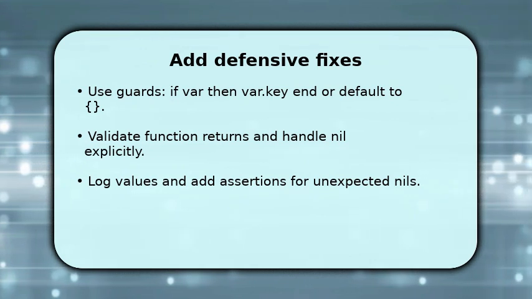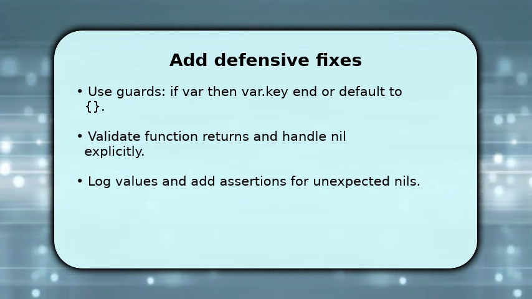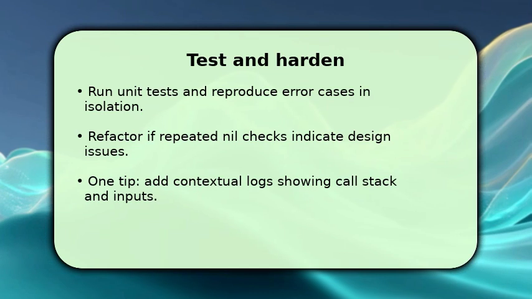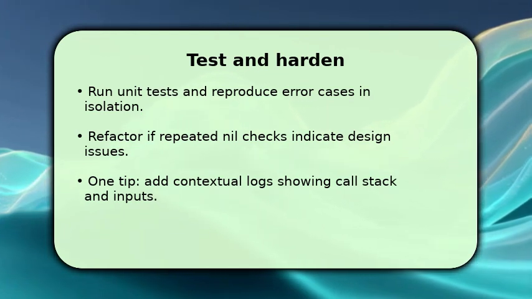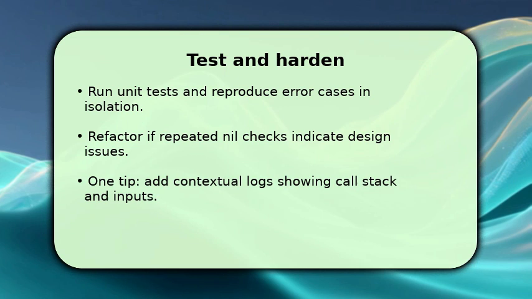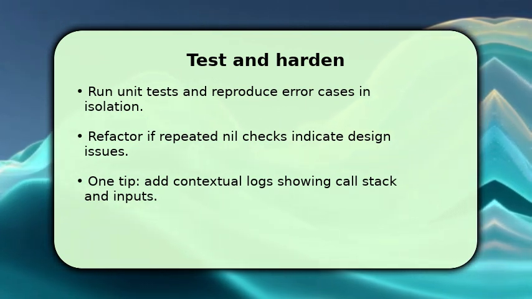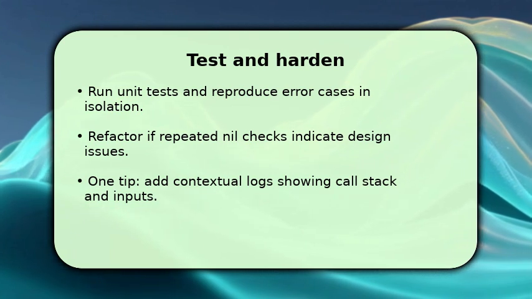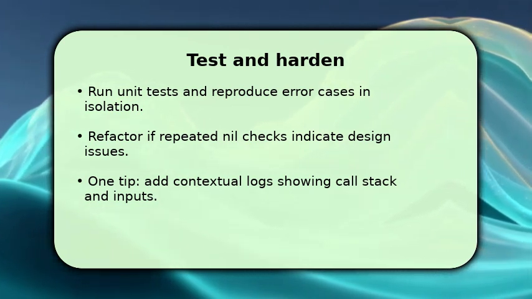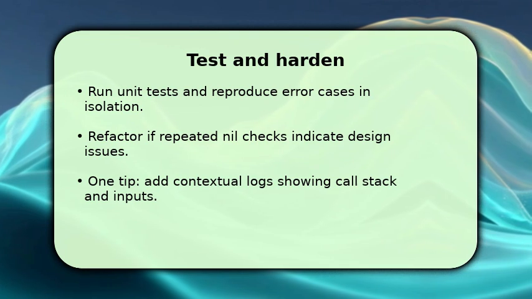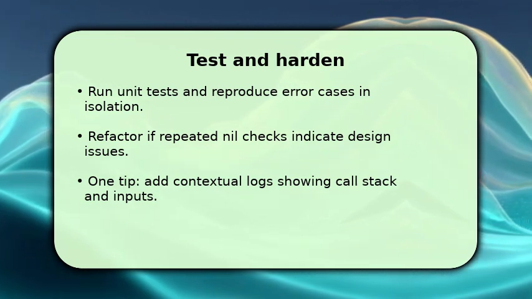Finish by running tests and reproducing the scenario end-to-end. Simulate missing inputs and external failures to confirm your guards work. If you find many guards cluttering call sites, refactor to centralize validation or return stable types, empty tables, from constructors. Deploy the change to a staging environment and watch logs for new occurrences.